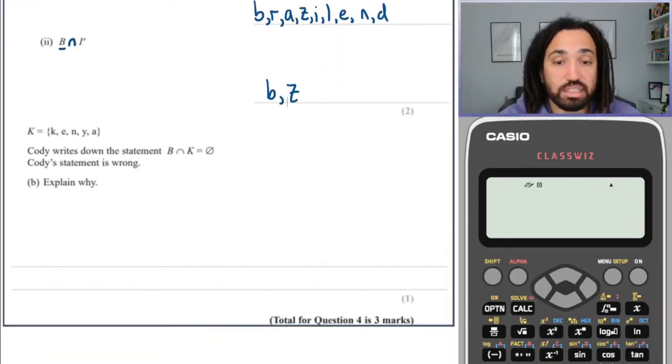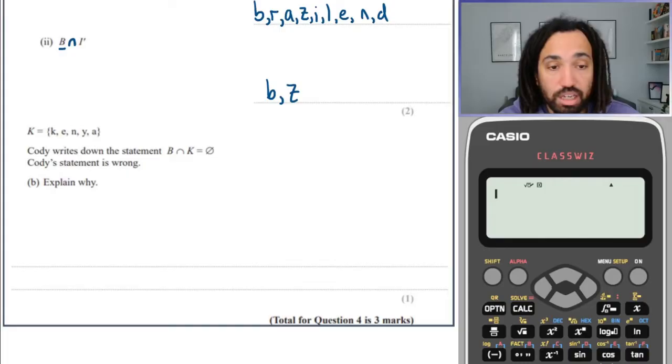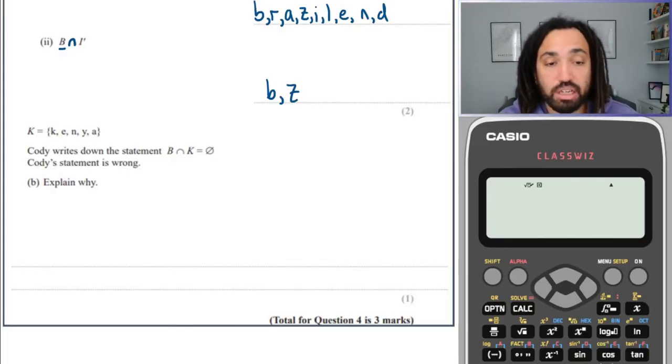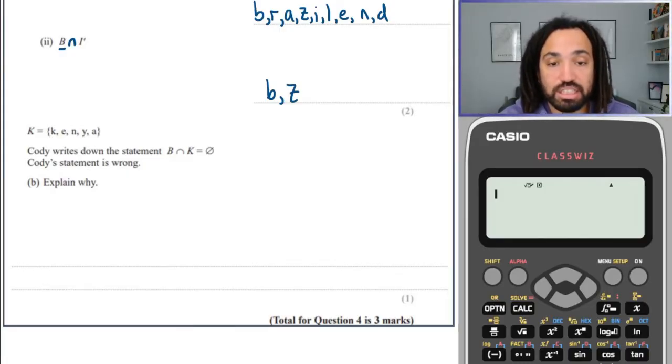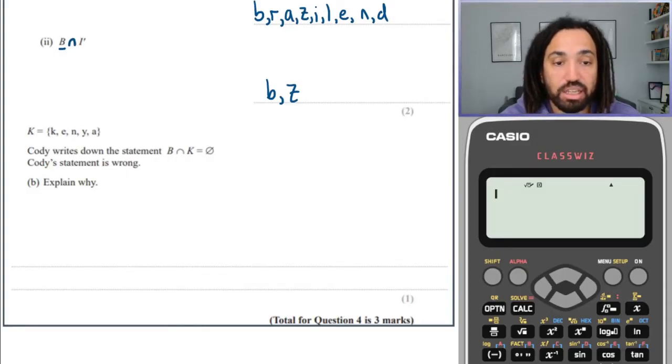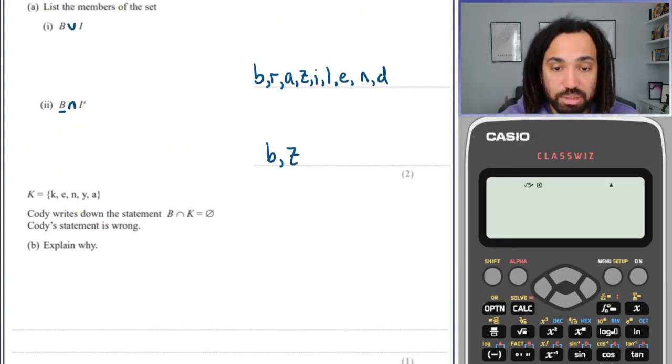Okay, this says that Kenya is all the letters of Kenya, set K. Cody writes down the statement that B intersection K is empty. Cody's statement is wrong. Explain why.